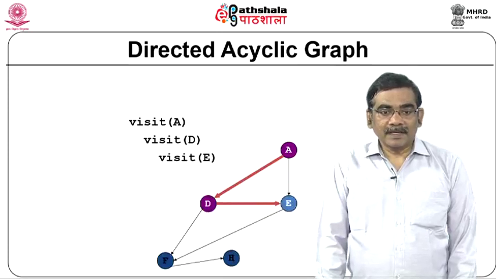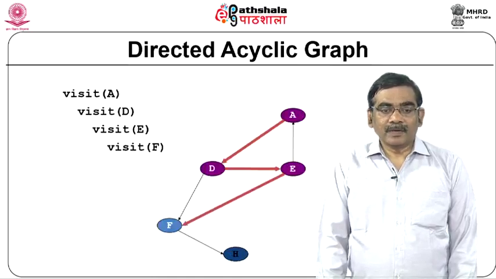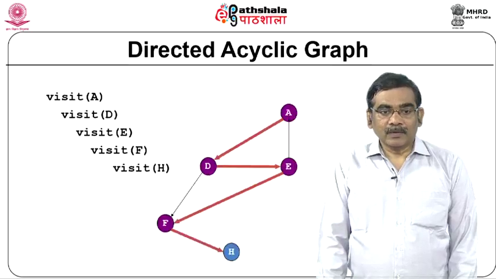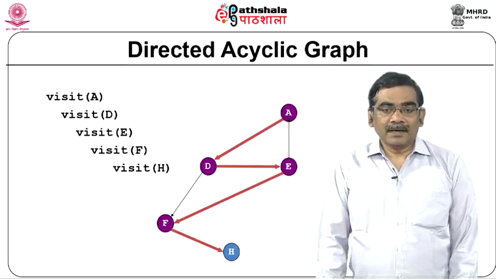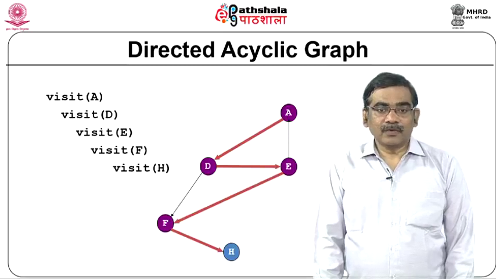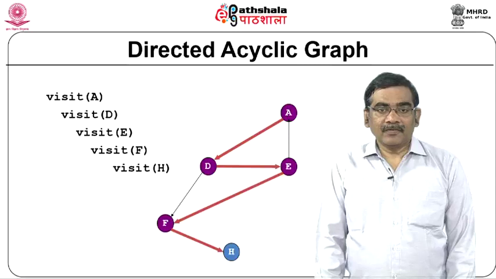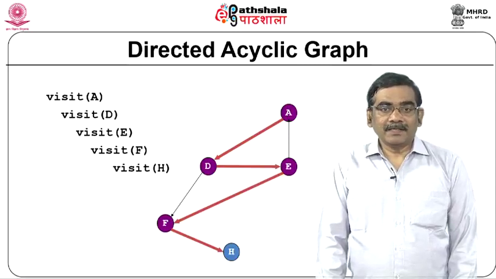From E I can visit F. So, I am visiting the node F, and from F I can visit the node H. Now you can see very well I have reached the dead end. That means from here I can't proceed further. So, the DFS from node A results in the visiting of nodes D, E, F and H. Now I have reached the dead end.